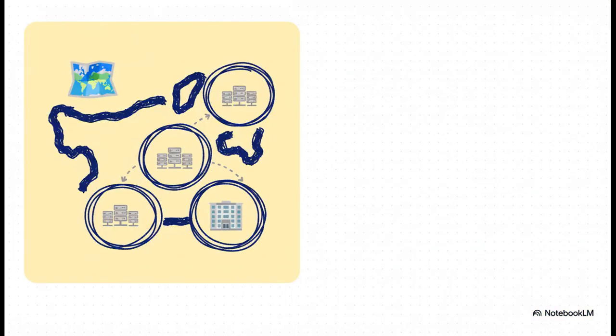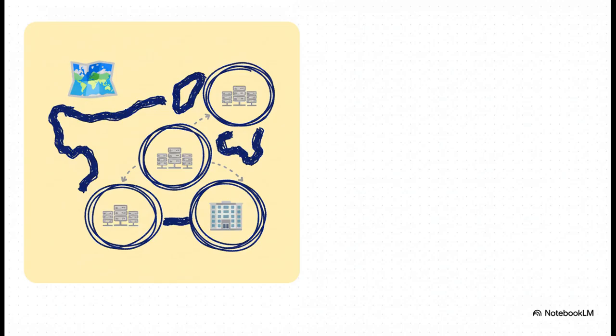AWS builds its entire global network around two core ideas. First, you have regions, which are just what they sound like, big geographical locations around the world, like Northern Virginia or Ireland. Then, inside each region, you have multiple availability zones, or AZs. You can think of an AZ as a cluster of one or more data centers, each with its own independent power, cooling, and networking.